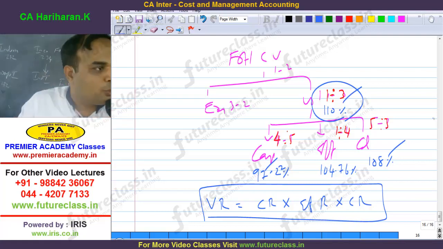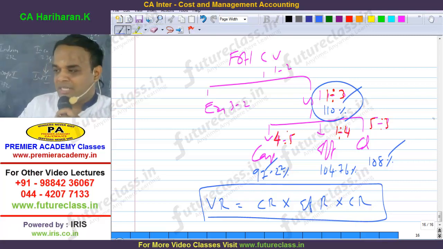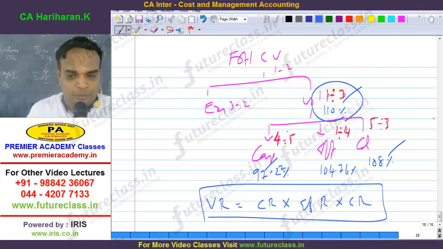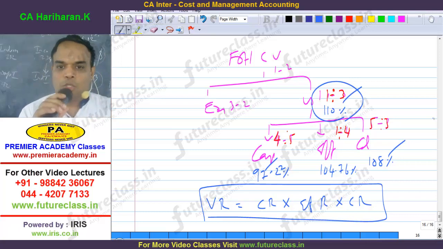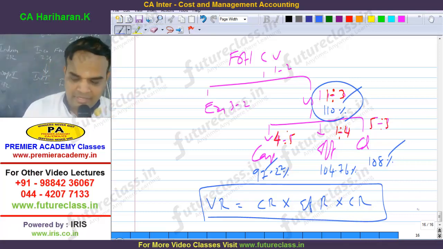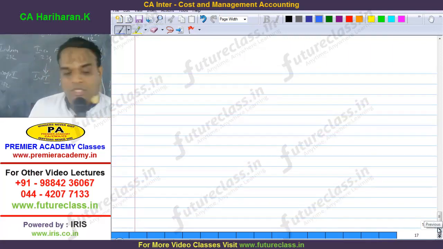Comfortable with respect to ratios in standard costing. Manageable. 2 marks and 3 marks. Understood? Good. Now, shall we go to the next one? Go to Gem and Co problem. Problem number 10. Am I right? Shall we start?